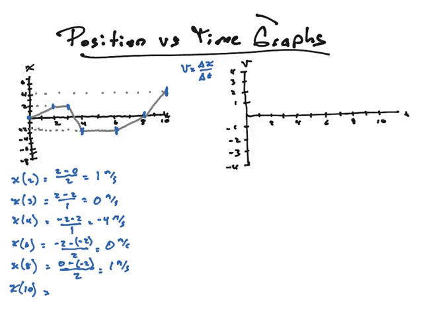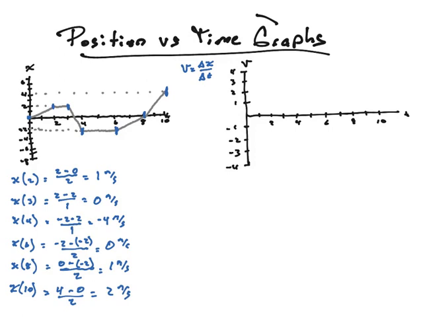What do we have? We end up at the 4 meter mark. We start at the 0 meter mark. And how long is this section? From 8 to 10 is 2 seconds. So this velocity, 4 minus 0 over 2, is 2 meters per second. All right, good. So I've got all my velocities laid out for each interval.